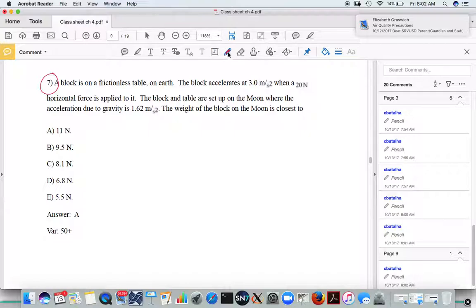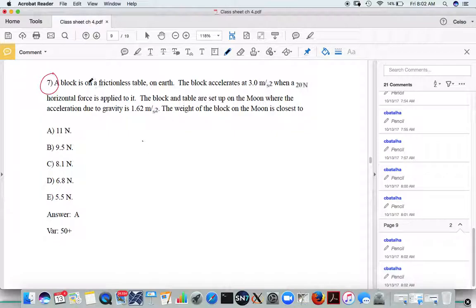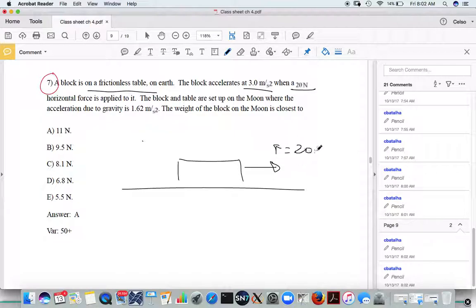But you have to ask again. A block is on a frictionless table on Earth. The block accelerates this much when a 20 newtons horizontal force is applied to it. So we have a force of 20 newtons, and there is an acceleration of 3 meters per square second. All of this is such that I'm calling to the right a positive direction.